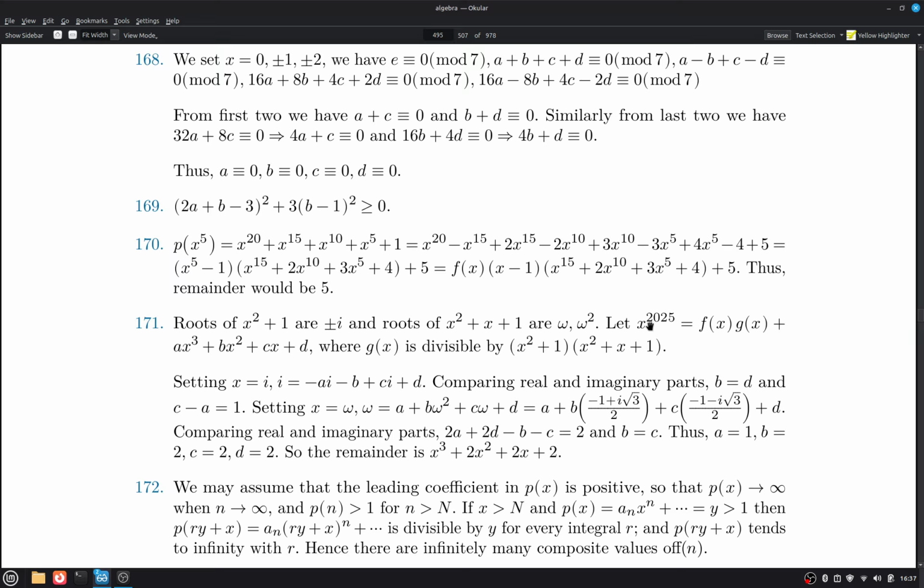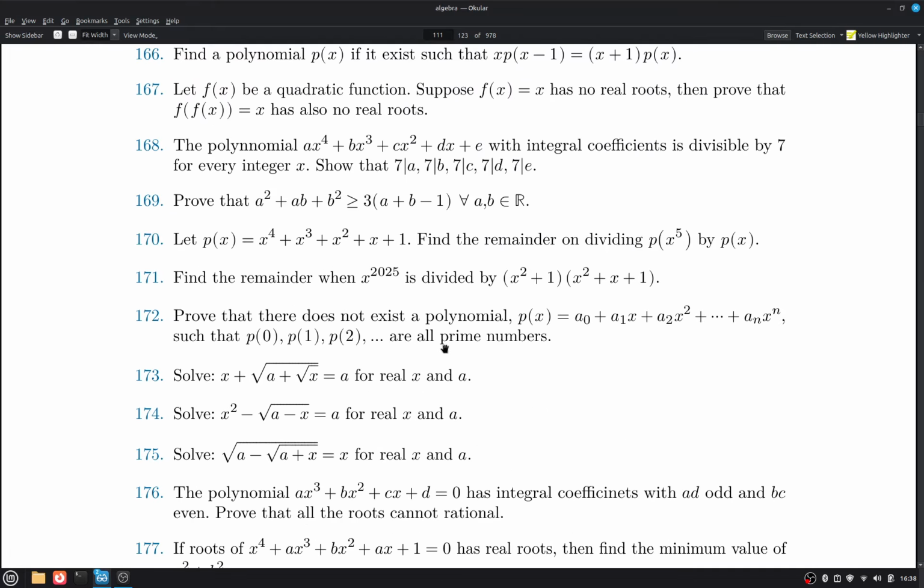If we substitute omega square, 4050 is divisible by 3, so that becomes 1 as well. We set x equal to omega square, and we compare real and imaginary parts, and then we finally evaluate these things. We will get 4 equations in 4 unknowns, and then we have the remainder as x cube plus 2x square plus 2x plus 2.